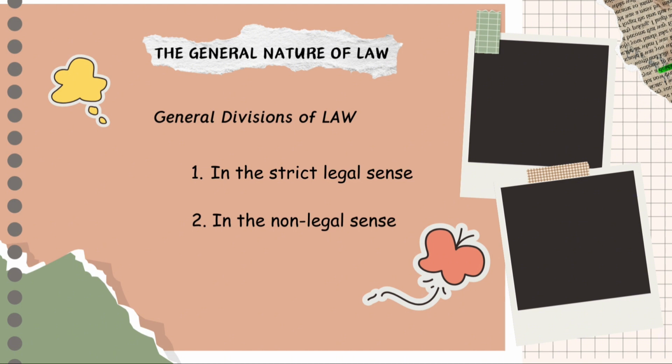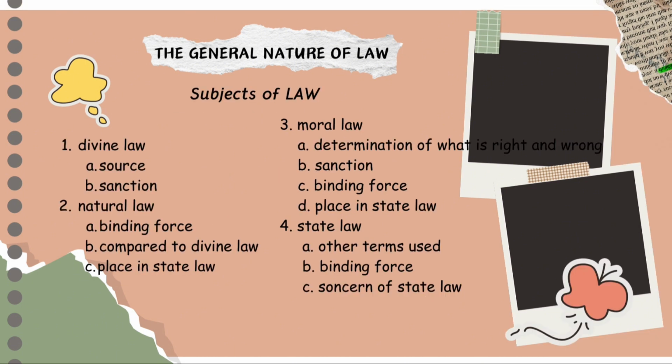One is the law in a strict legal sense, which is promulgated and enforced by the state, and the other is law in the non-legal sense, which is not promulgated and enforced by the state. The first is known as the state law, while the second, the non-legal sense, includes the divine law, the natural law, moral law, and the physical law. As subjects of law, let's discuss this one by one.